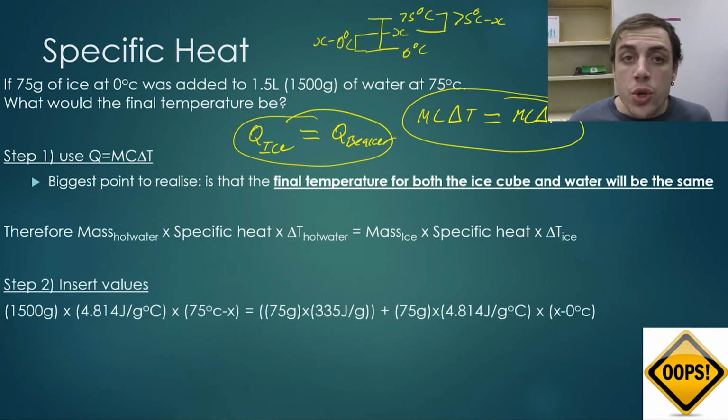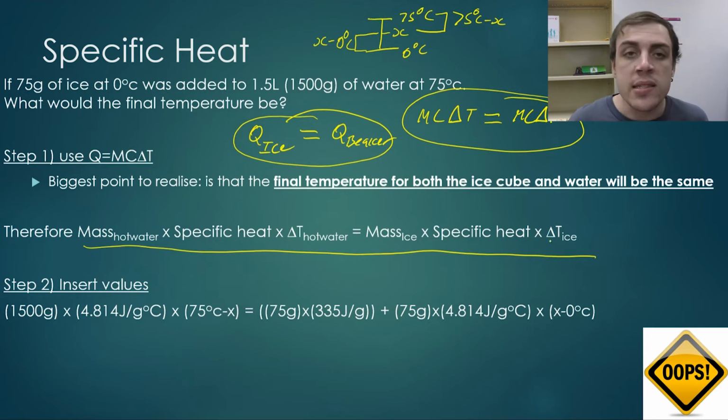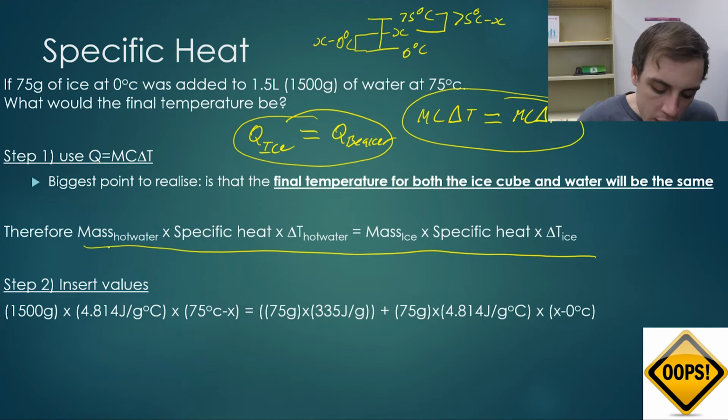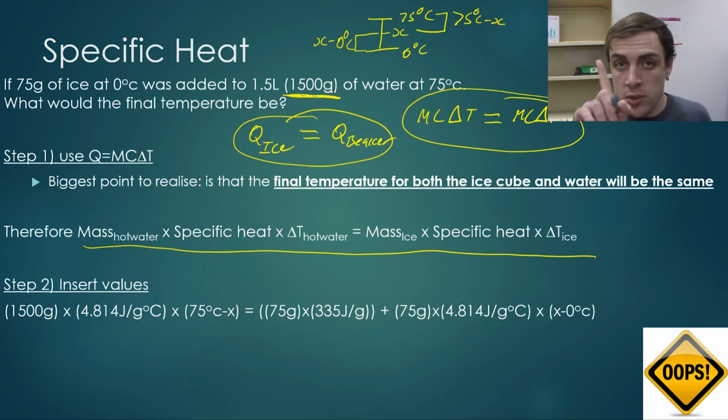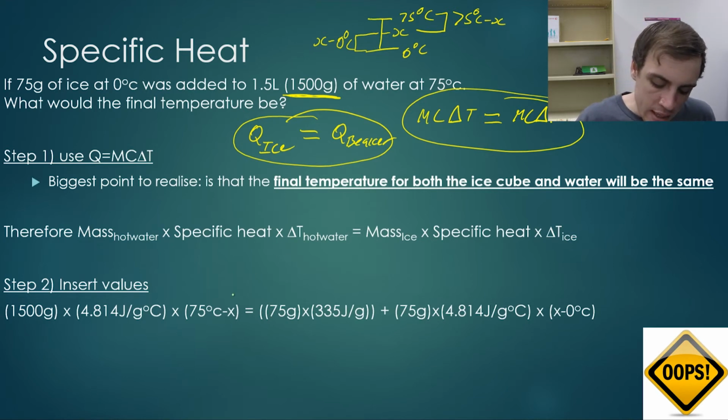So now we can look at the formula that we'd written out here and start to insert the values. The mass of the hot water we know is 1500 grams, because remember the density of water is 1. We know the specific heat of water: it takes 4.184 joules of energy to heat 1 gram up by 1 degree Celsius. Now the tricky part here is 75 degrees minus X, and that's what we did up here. So we've got our difference in temperature.